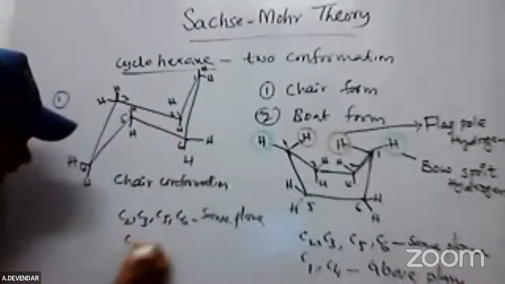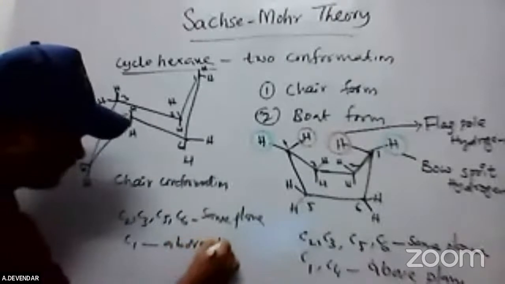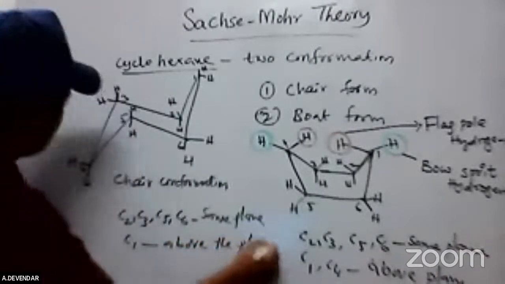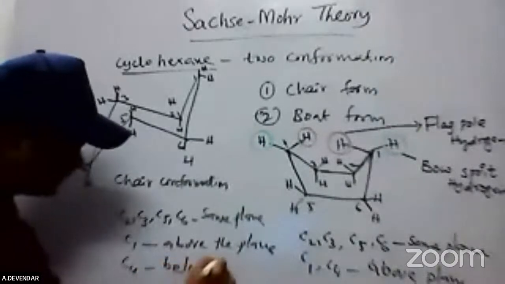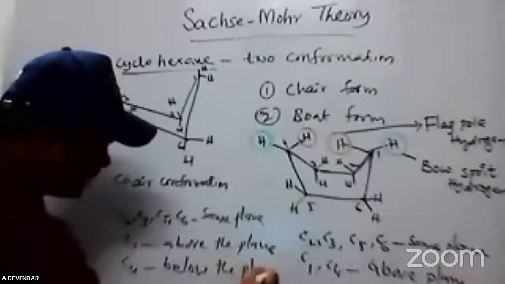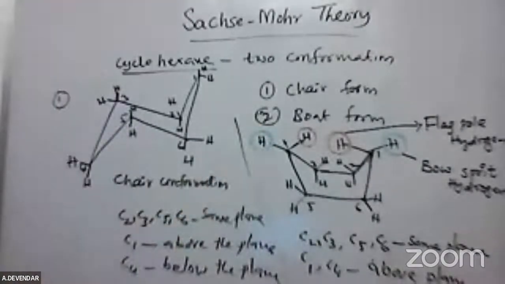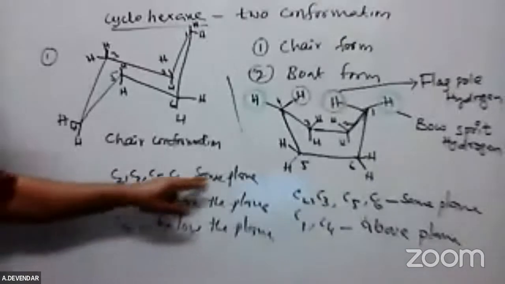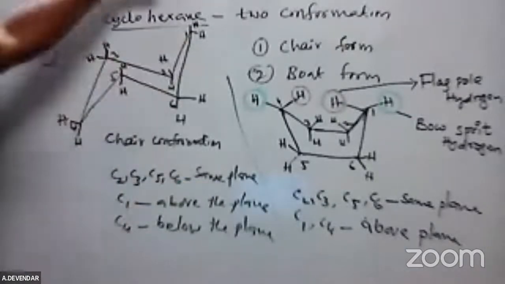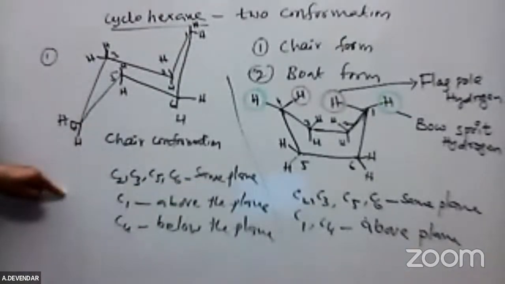And C1 is above the plane. What about C4? C4 is below the plane. See friends, here we are comparing the chair form and the boat form. C2, C3, C5, C6 are in the same plane. C1 is above the plane and C4 is below the plane.